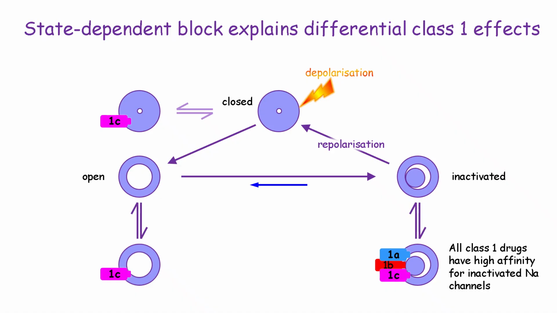Class 1A drugs also bind effectively to the open state, but not the closed state. So these drugs are most effective as sodium channels open during the upstroke of the action potential. Once bound to the open state, class 1A and C drugs may remain associated as the channels transition to the inactivated state. So, while all three subclasses prefer to bind to sodium channels in the inactivated state, the differences in their affinities for the open and closed states help explain their distinct effects on action potential shape and on conduction velocity.